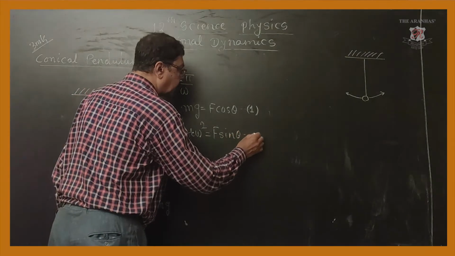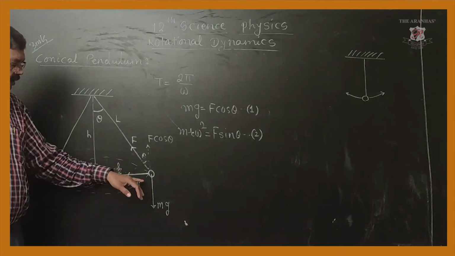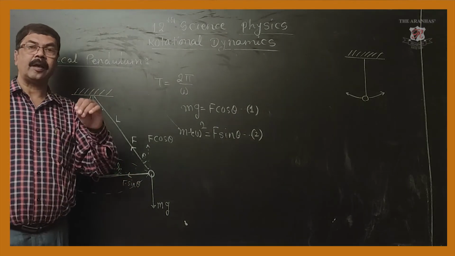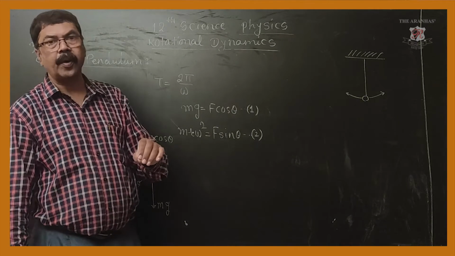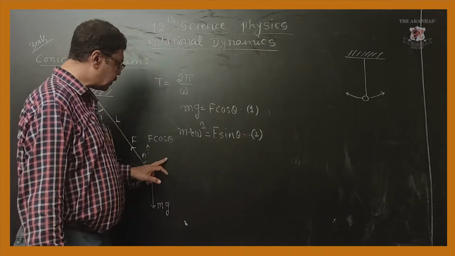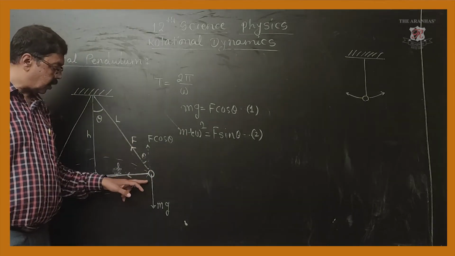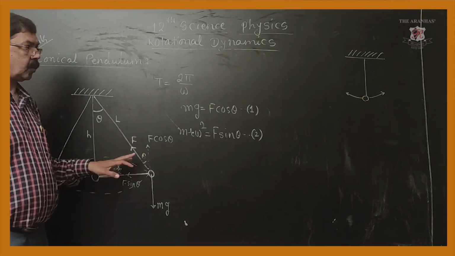From where has it come? It has come from the fact that the centripetal force, not being a real force by itself, has to be provided by one of the real forces. And in this case, the real force is the tension. So the component of tension is providing you this.